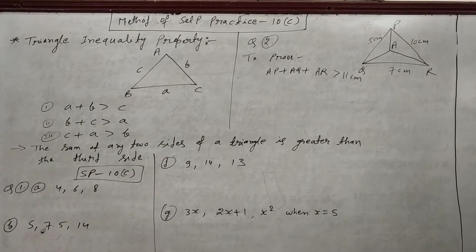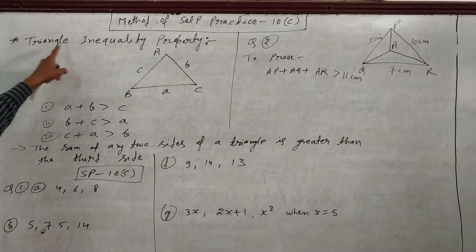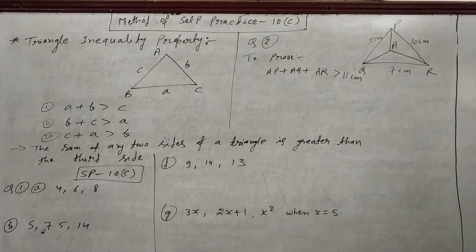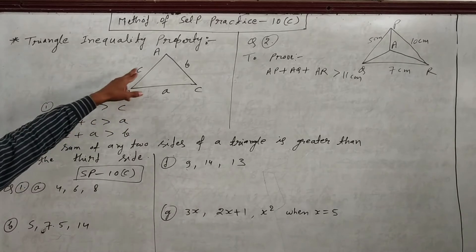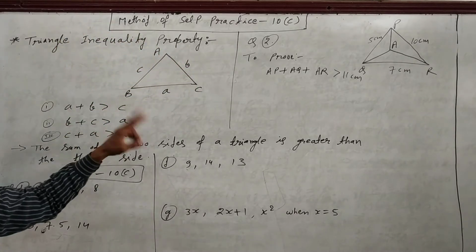It is based on properties of inequality, meaning the triangle inequality property. So what is it in this? In triangle inequality, the sum of any two sides of a triangle is greater than the third side.